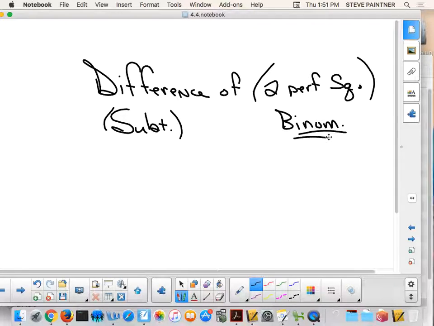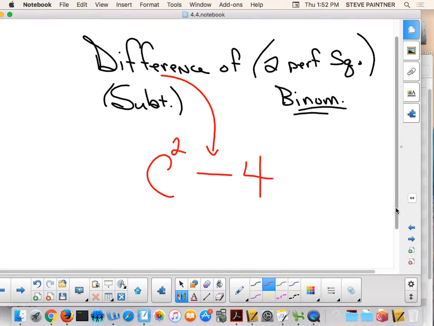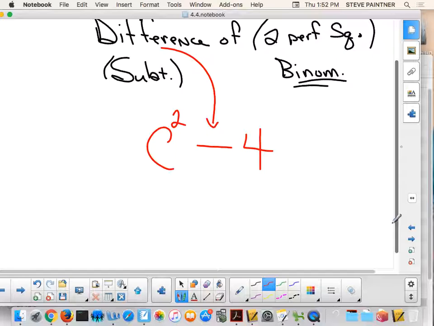A binomial most likely will be this. Here's what it's going to look like. The difference is subtraction, so it's going to be subtraction of 2 perfect squares. In the front you have to have a perfect square. Usually the variable comes first. In the back is the constant, the number. Give me a perfect square. 4 or 100, yep. Here's how you check it. This is all you have to do.